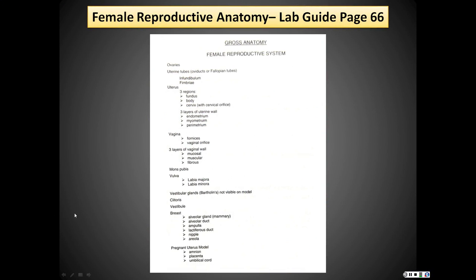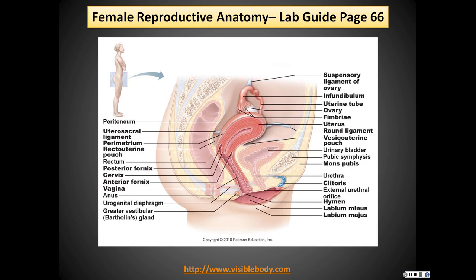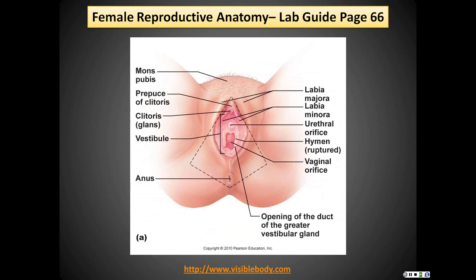And also, we'll take a look at the structures in the breasts that you need to know also for the female reproductive anatomy. Let me actually flip over to this picture first. Let's talk about the external structures of the female reproductive anatomy first. Okay, so on this view on the female, this is obviously the opening to the vagina. That's called the vaginal orifice.